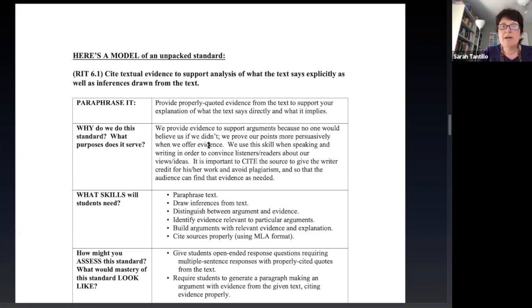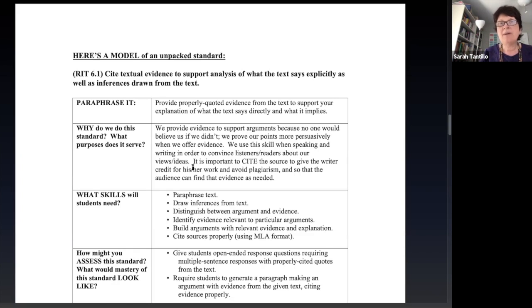So as you can see here, my rationale was that we provide evidence to support arguments because no one would believe us if we didn't. That's one key piece of this standard, and so on. So think about the why in a kind of general way.